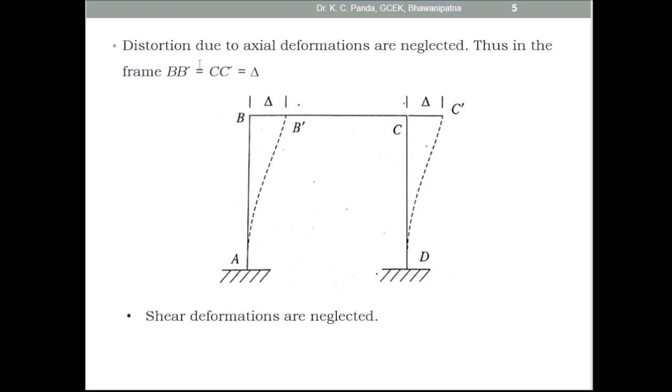Then the distortion due to the axial deformations is neglected. Thus in the frame A, B, C, D, after distortion, this is the shape A, B dash, C dash and D. So here B to B dash, this is the distortion that takes place, and here C to C dash, this is the distortion that takes place, and here the axial deformation of the horizontal members is neglected. The same distortion, delta amount, takes place at joint C.